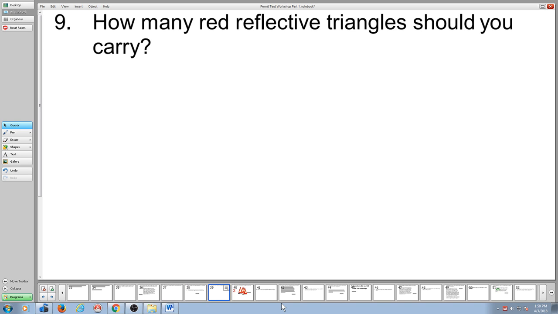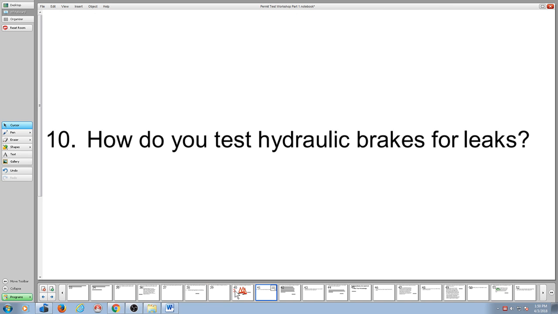How many red reflective triangles should you carry? 3 red reflective triangles. Oh, the answer is literally right up there. Where? I did not realize that. Right there, where my mouse is. That's funny. That is correct. You need 3.